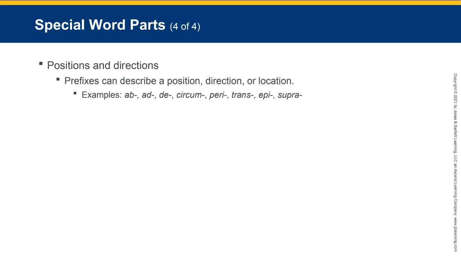Now, position and directions. Prefixes can describe a position, direction, or location. Ab means to move away from. Ad means to move towards. De means to move downward. Circum, circular. Peri, around. Trans means to pass through. Epi is above. Supra, above.